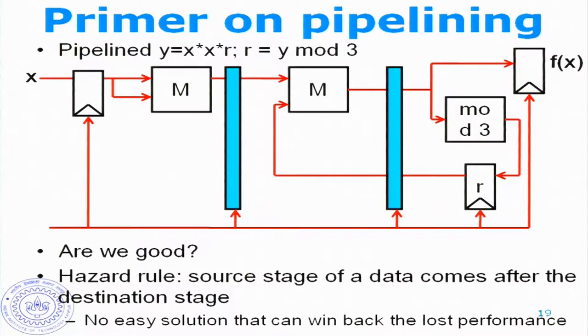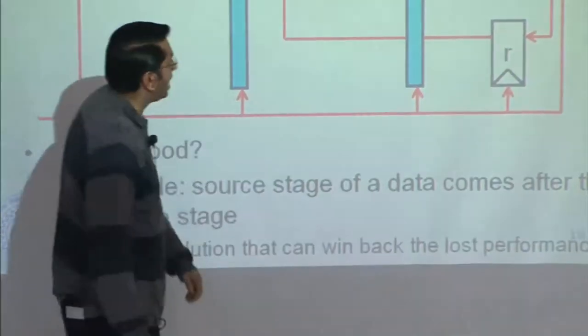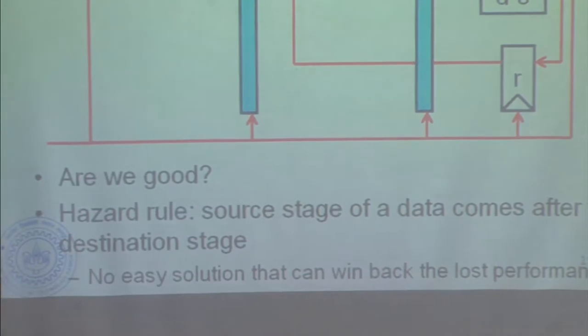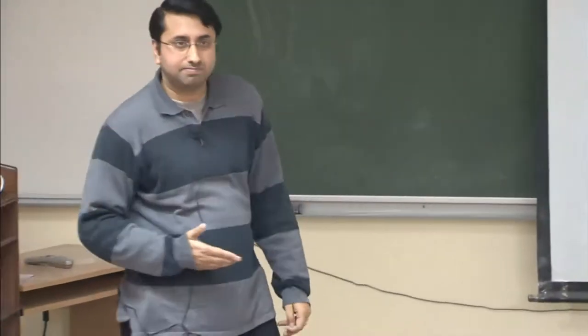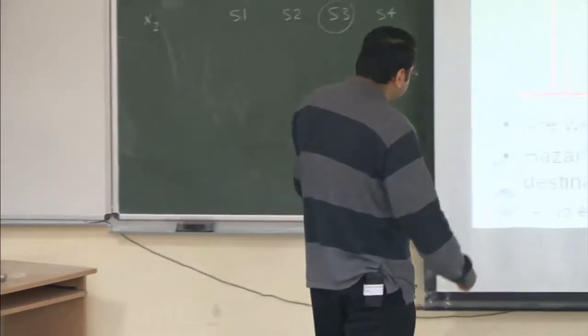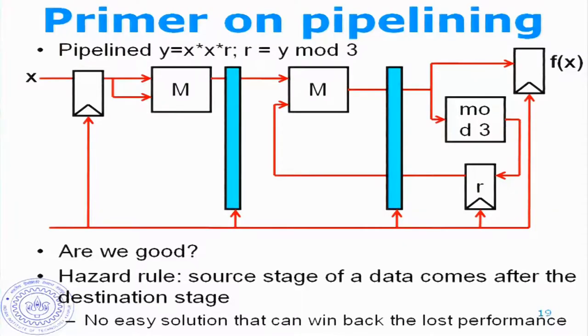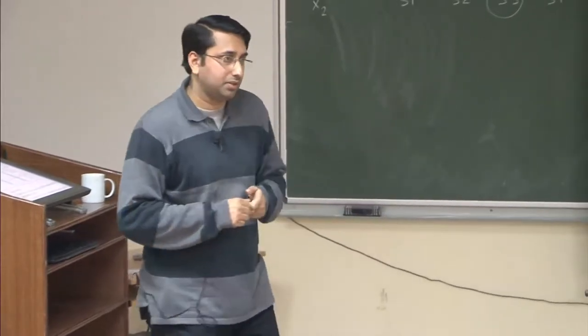Are we good? No, we are not. Here we have a backward edge crossing this. And if you look at what's actually happening, R is essentially not ready when you need it. The data is not ready. So here's the hazard rule. Keep this in mind: the source stage of data comes after the restoration stage. That creates a major problem in the pipeline.